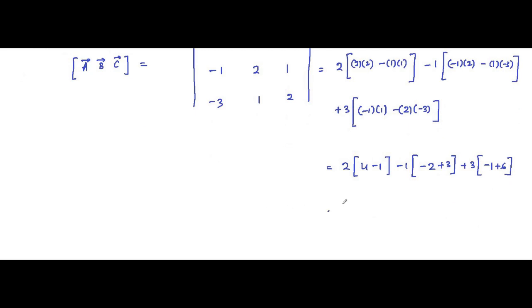So this becomes 2 into 3, minus 1 into 1, plus 3 into 5, that is equal to 6 minus 1 plus 15, which is equal to 21 minus 1, that is equal to 20. So the scalar triple product of a vector, b vector, c vector is equal to 20. Okay, so this is the thing.